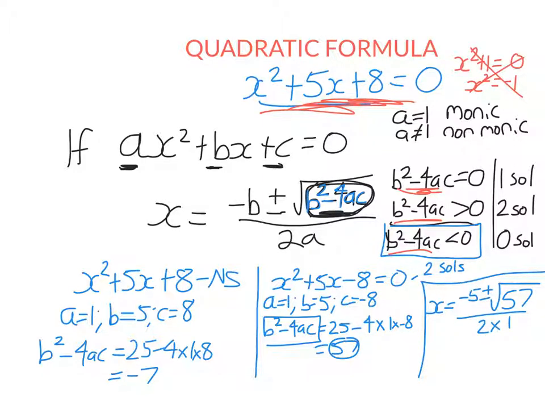So there are two solutions here. I have minus 5 plus the square root of 57 over 2. The second solution is minus 5 minus the square root of 57 over 2. Let's put these both on our calculator. So I put the top one on my calculator. The answer I get is about 1.3 to 1 decimal place.